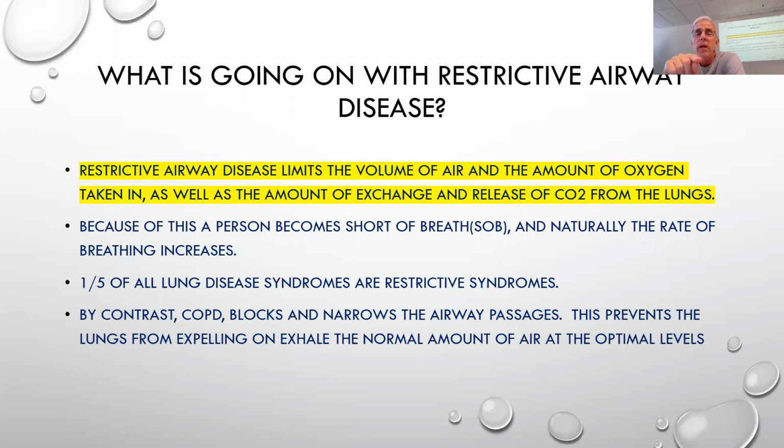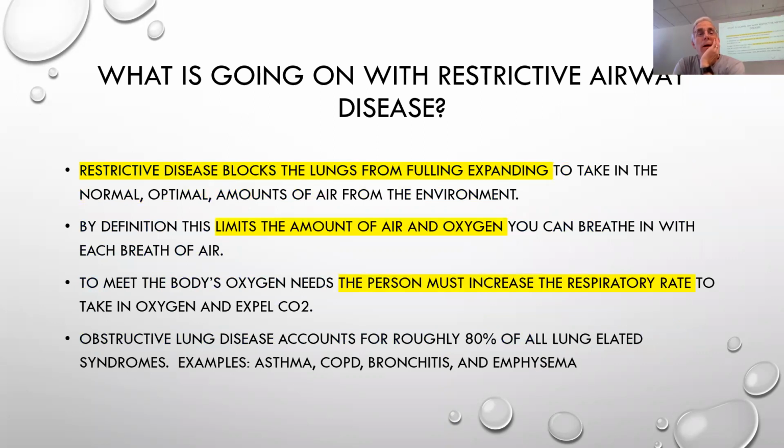I already talked about the issues with air exchange and what happens there, and the contrasts between the blockage type and the restrictive type. This is an illness that doesn't allow full expansion or use of the lungs, and by that, it limits the amount of air and oxygen into the lungs that can be used. Some of the signs and symptoms overlap with COPD, but because we can't take in enough air, we have to try to breathe more, which increases our breathing rate, our respiratory rate.